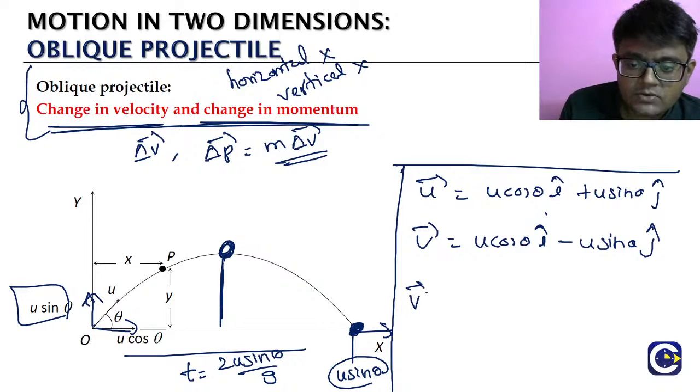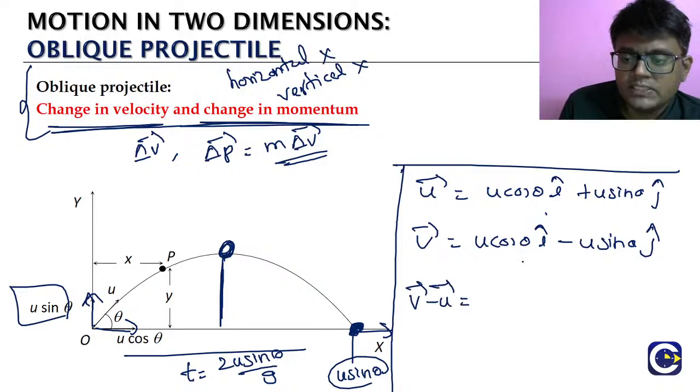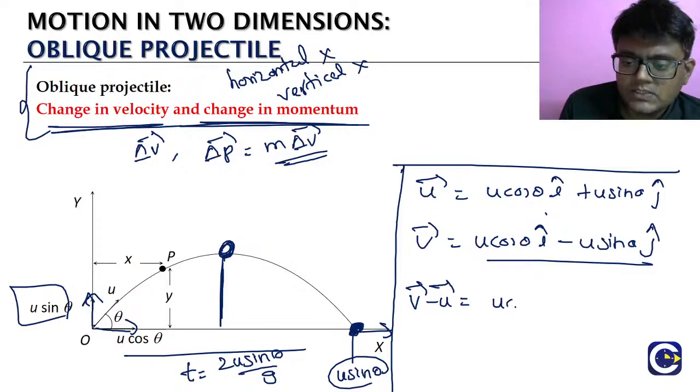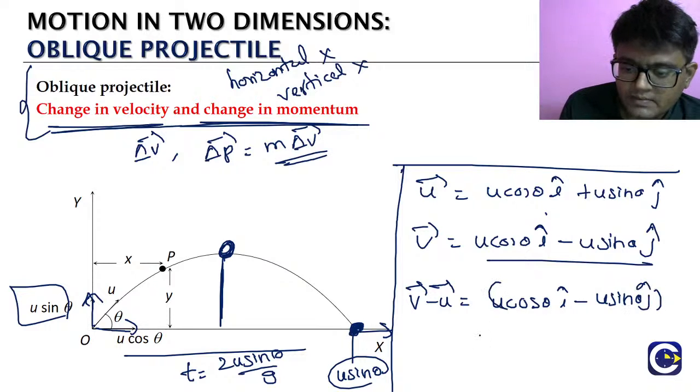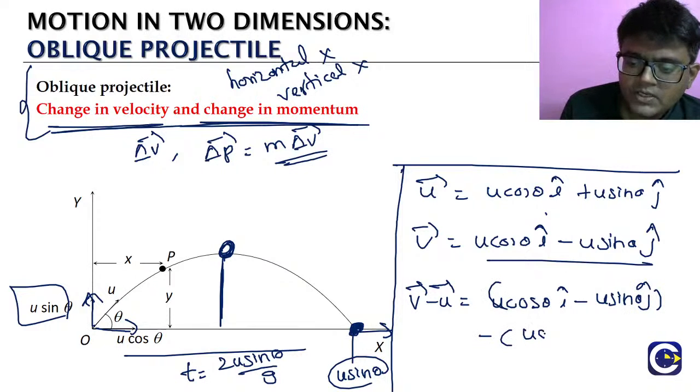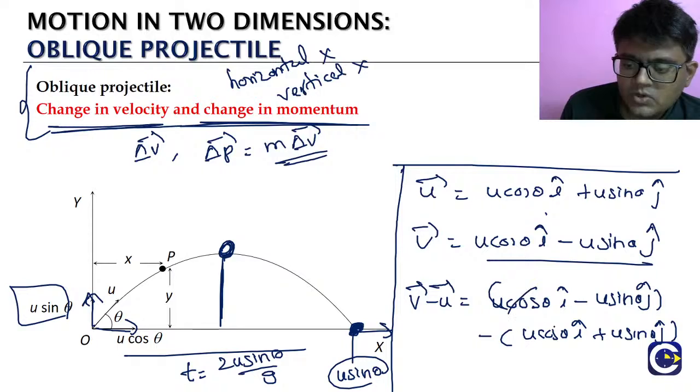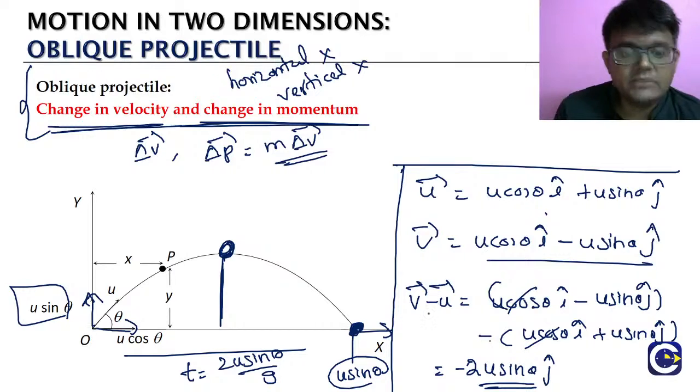So பாருங்க we have to take change in velocity means what? Final minus initial, which means u cos theta into I minus u sin theta into j, that is the final, minus u cos theta into I plus u sin theta into j. இதுல என்ன தெரியுமா, minus u cos theta plus u cos theta cancel ஆகும், இதனால minus u sin theta, already minus u sin theta, total என்ன வரும்? Minus 2u sin theta into j is the change in velocity.